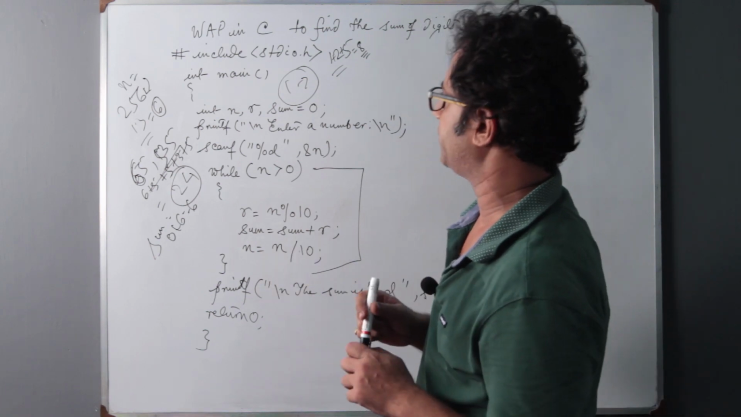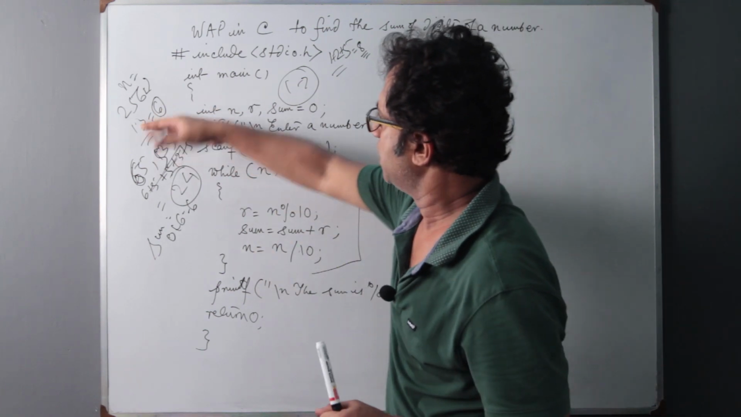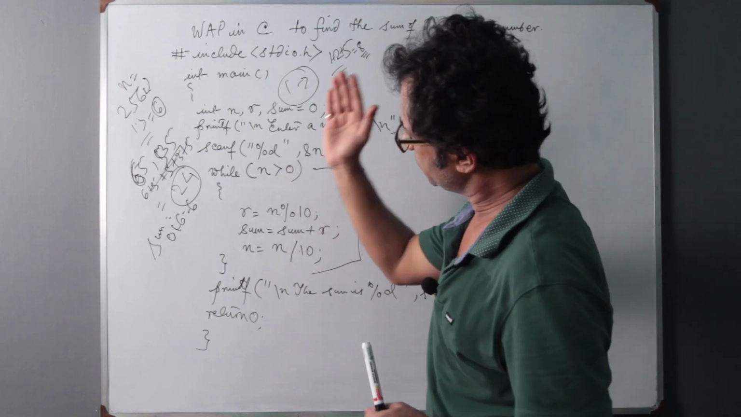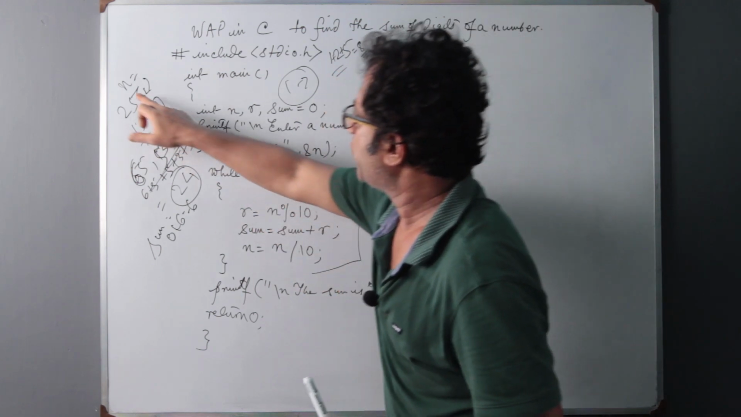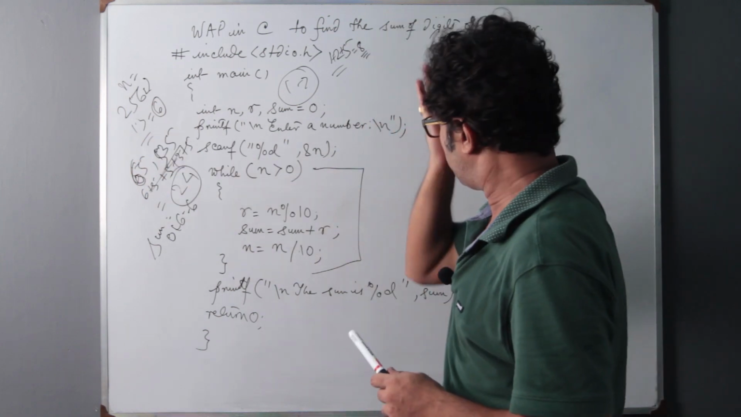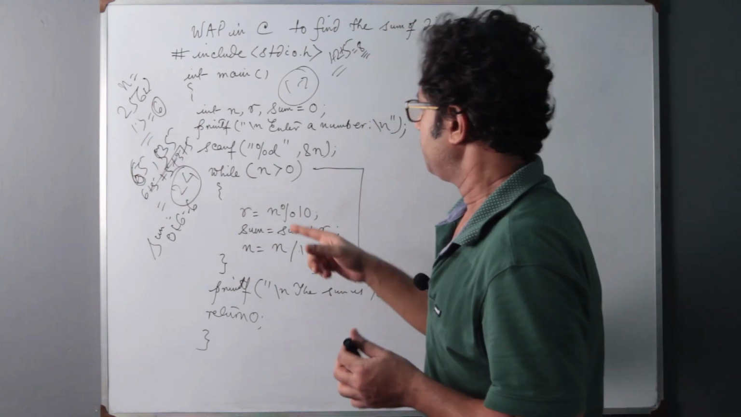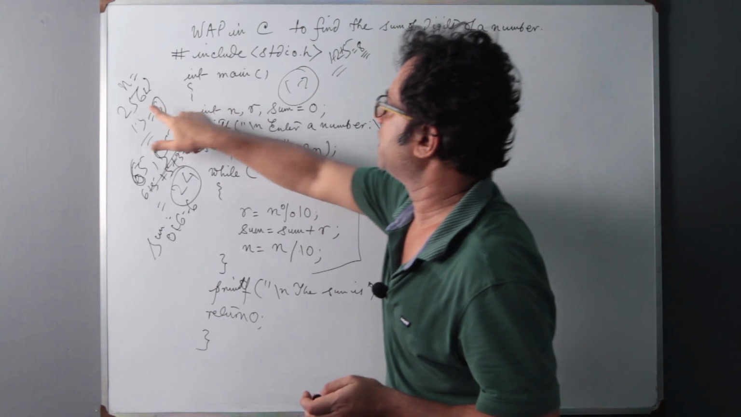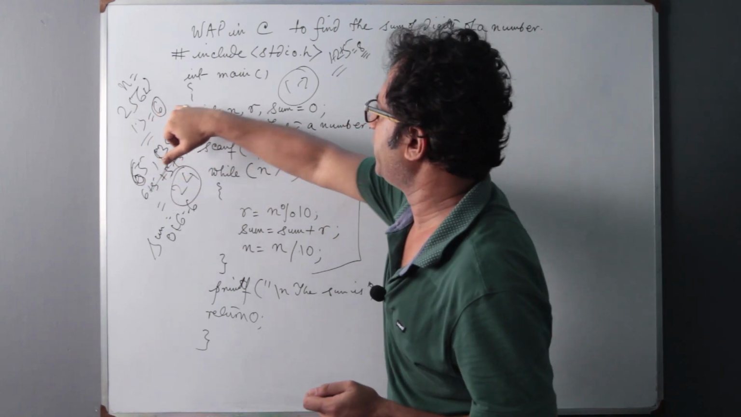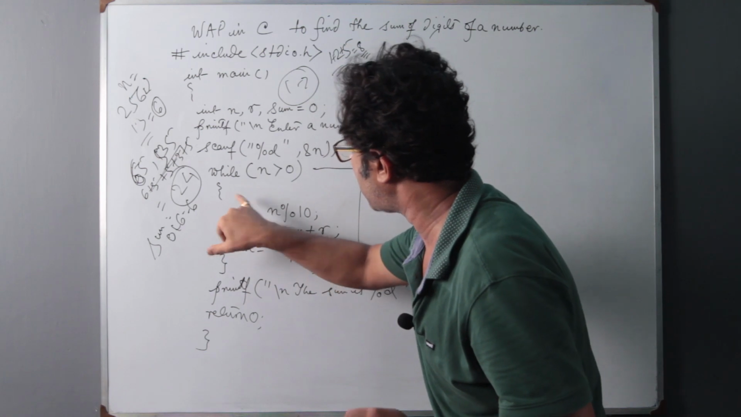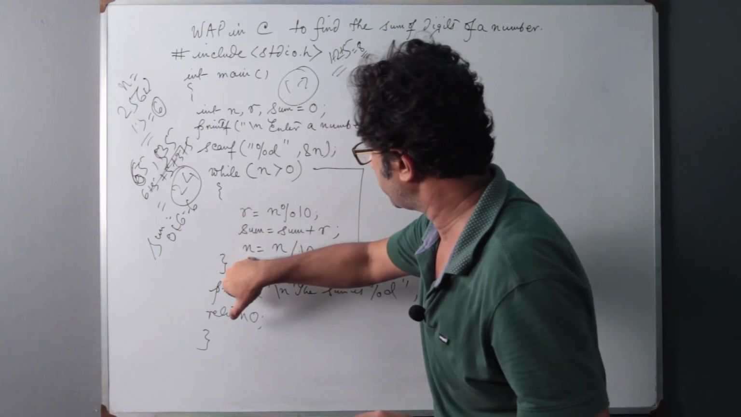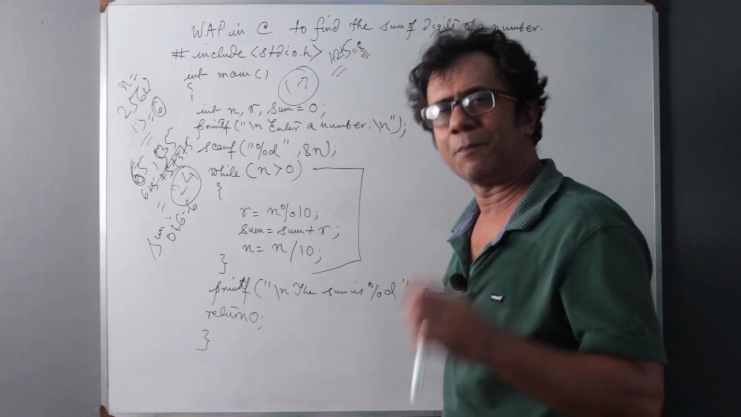When we divide the number 256 by 10, the number is updated to 25. Because if we divide it by 10, the quotient part is 25 and the remainder part is 6. So 6 is stored in r, and the quotient part will be stored in the value, and that will become the updated value of n.